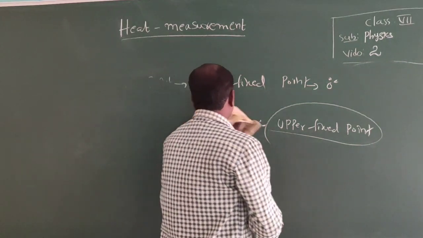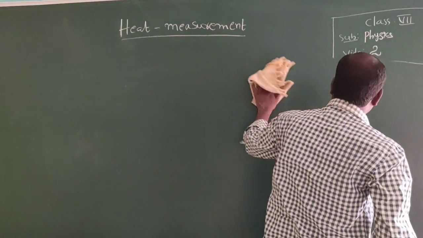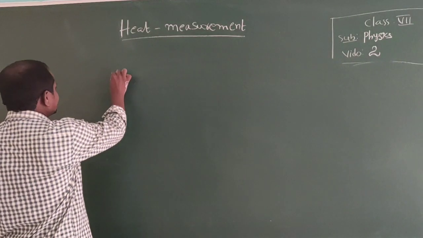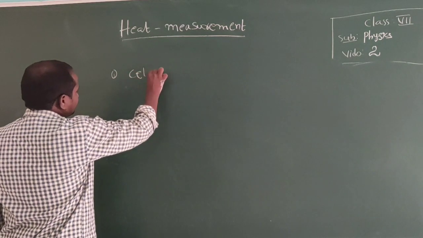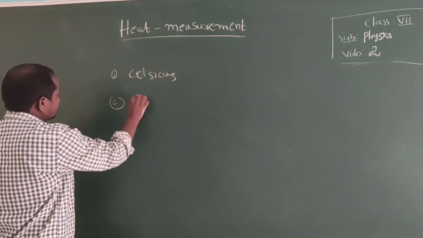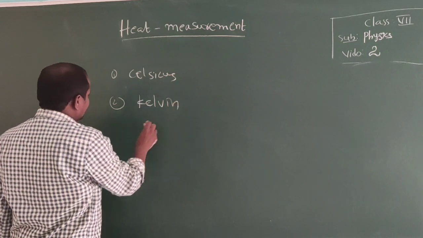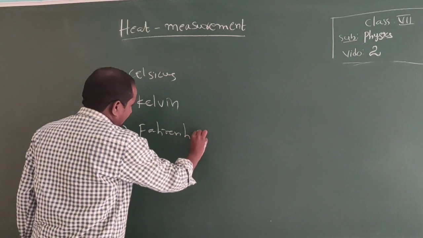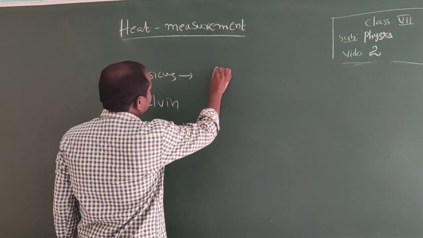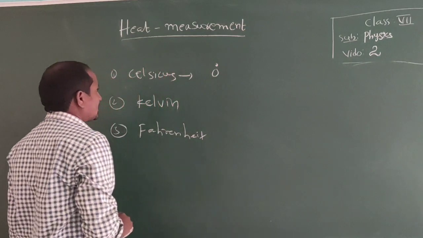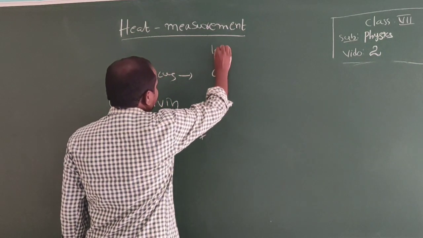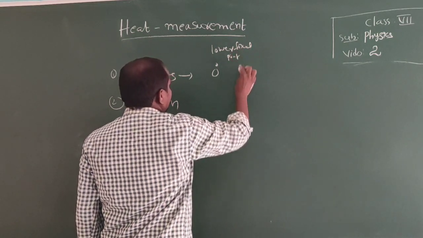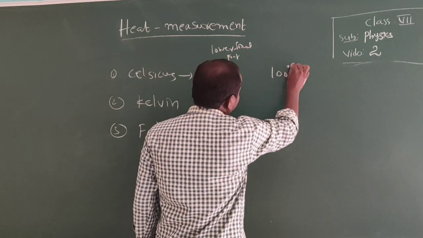There are different scales to measure temperatures, that is Celsius, Fahrenheit and Kelvin. I will explain these scales. First one is the Celsius scale. In this scale, 0 is the lower fixed point. Upper fixed point is 100 degrees Celsius.